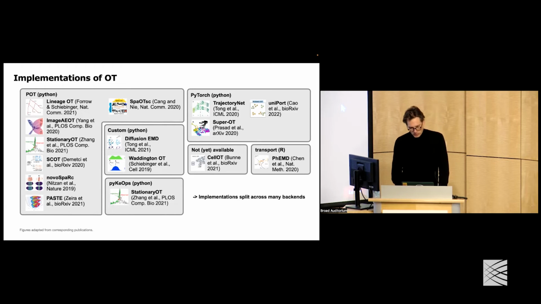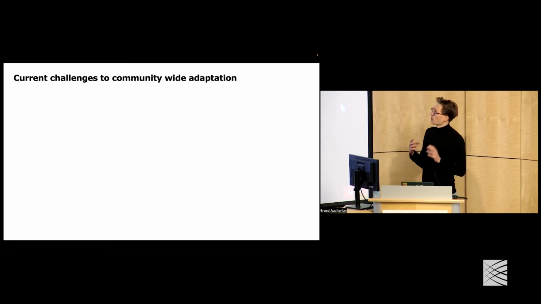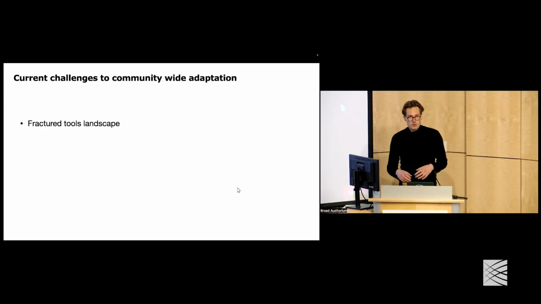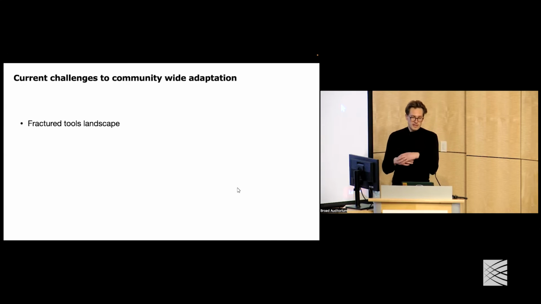So the implementations of the different optimal transport flavors, and also of the different biological problems that build on top of optimal transport, are split across many different backends, which leads me to the current challenges of a truly community-wide adaptation of optimal transport in single-cell genomics. The first one, from my point of view, is a fractured tools landscape. While optimal transport is very versatile, many of these implementations actually don't interface, for example, with AnnData objects. And once you are familiar with one of these implementations, if you want to solve a different biological problem that under the hood uses the same machinery of optimal transport, you have to get used to a different API.